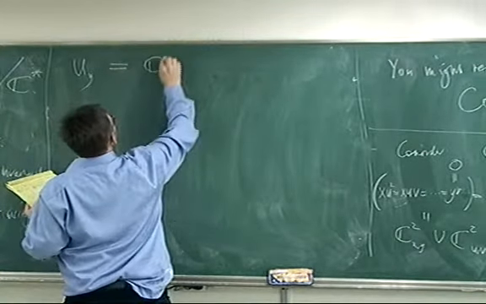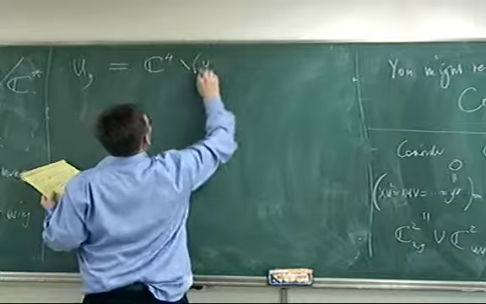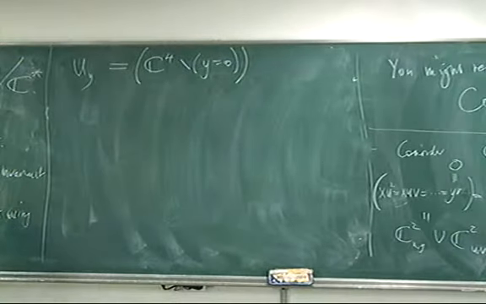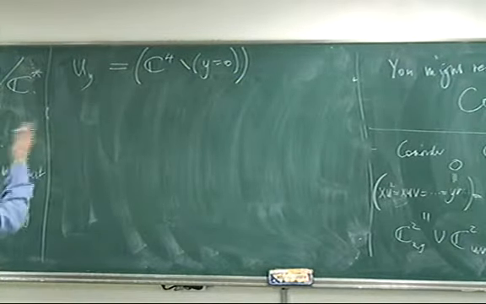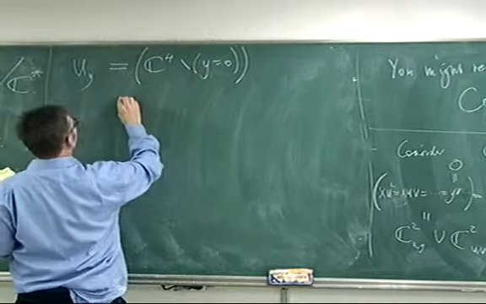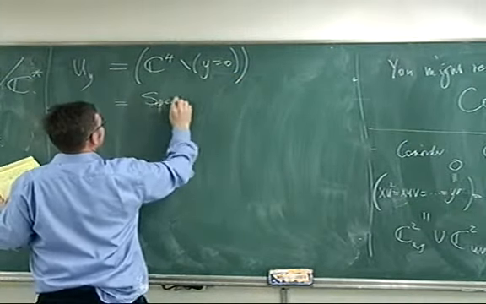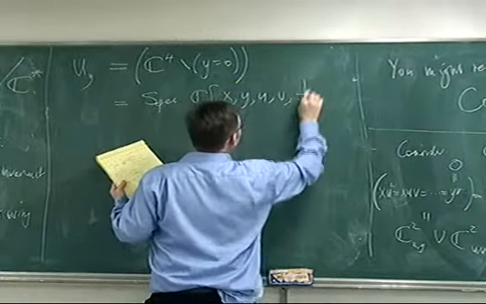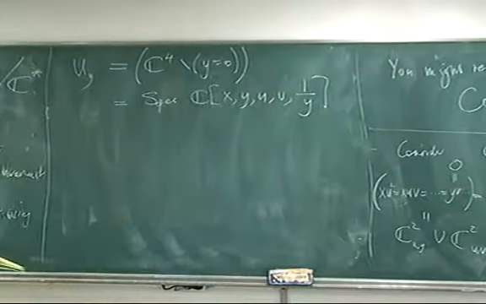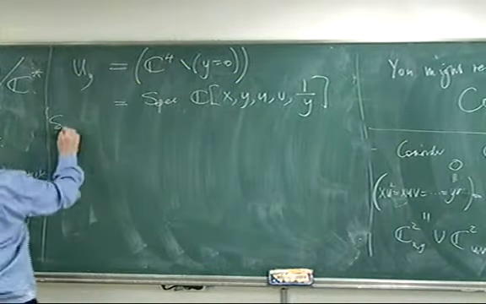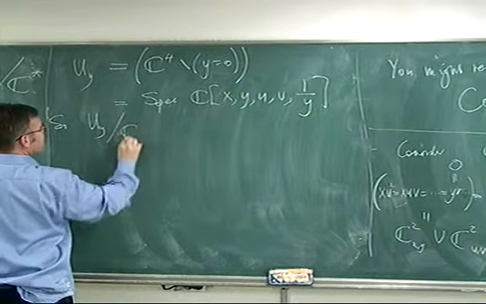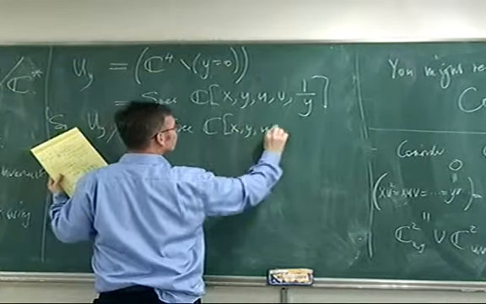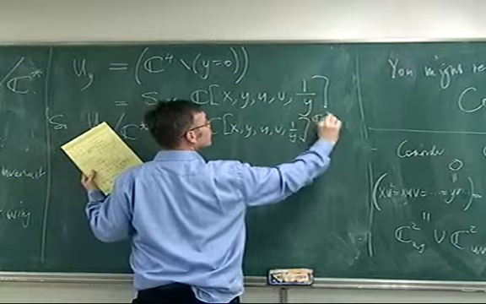So I'm going to give this a name. Uy, the open set where y is non-zero. So I'm being careful here. I'm not just saying y equals 1, but I'll get lazy soon enough. So this is affine, and it's affine because it's spec of something which I can write down. It's x, y, u, v, and, well, I can write 1 over y there, because y is non-zero. So Uy divided by C star is the invariance of that, x, y, u, v, 1 over y invariant.